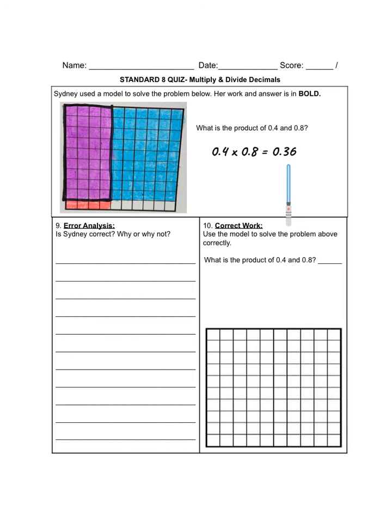So you need to check and see if she's multiplied correctly, if her model is correct or incorrect, and then write a sentence here that says, yes, she is correct, and here's why, or no, she is not correct, and here's why she is not correct. Then you're going to use the model to solve the problem correctly. So here's your area that you're going to be shading to show 4/10 times 8/10.